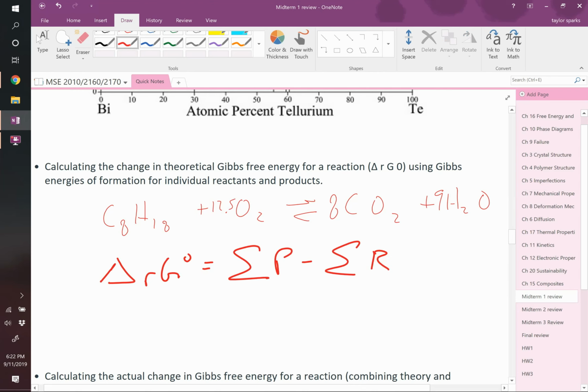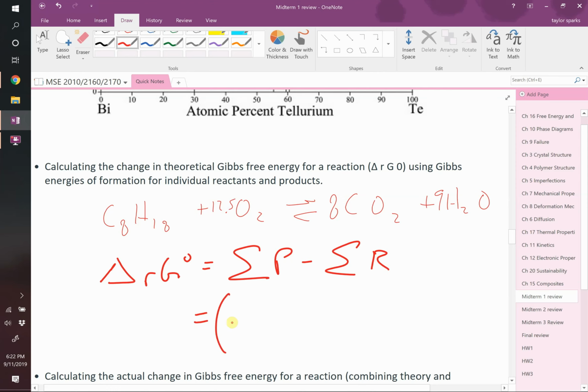So I would need to know what the Gibbs energy of formation is for CO2 and H2O. O2 is 0, it's elemental. It's basically asking what's the change in free energy if you start from oxygen and turn it into oxygen? There's no change. And then C8H18. So I'd need to look those things up. Let's just write them out as if we knew them.